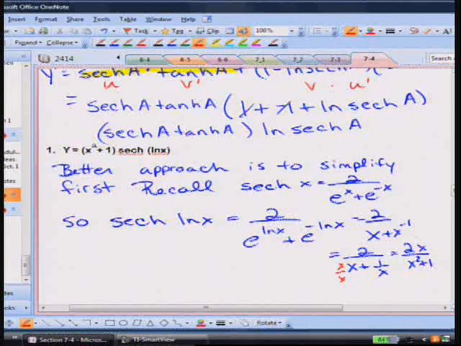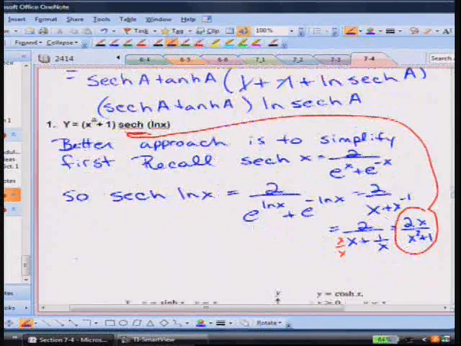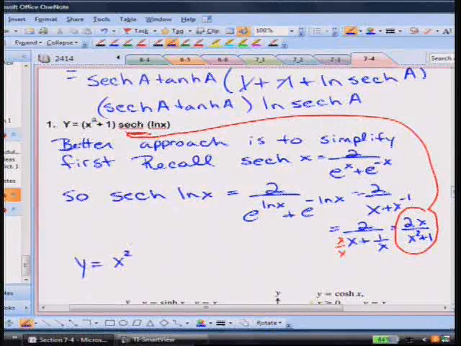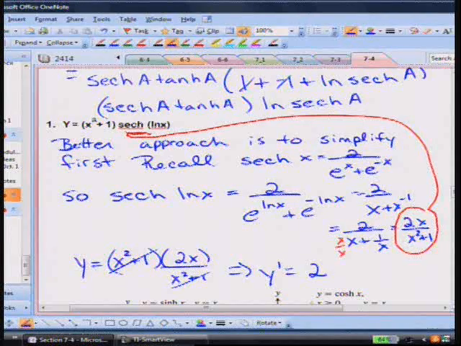Okay, so now I can take this and stick it right in here for all this stuff, which is going to make this problem so much easier. Because now I see that y will be x squared plus 1 times 2x over x squared plus 1. And those cancel, and so then y prime is 2.